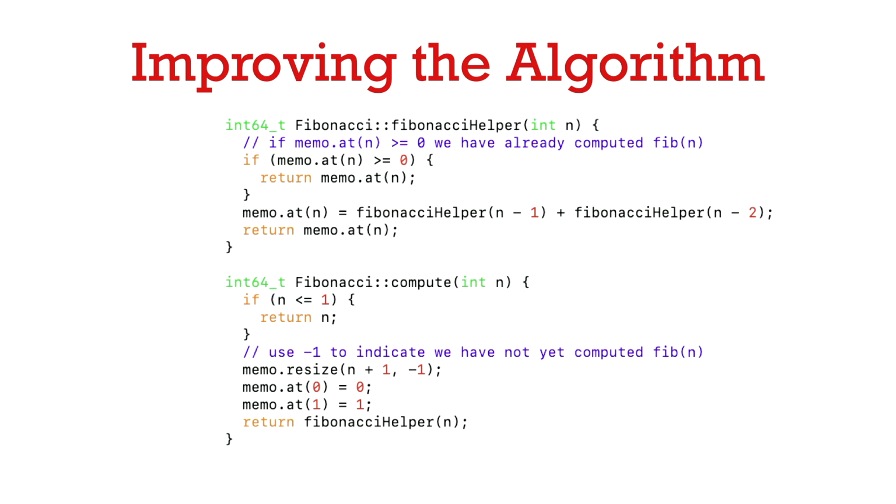We represent that as follows: if the value at a position of memo is non-negative, then that is the correct Fibonacci number there. If it's negative, that means we haven't computed that value yet, because we initialized memo to be all -1. So for our base case, we check if we've already computed the value. If we have, we just use that. Otherwise, we compute the value in the normal recursive way. This is an improved recursive algorithm using memoization.